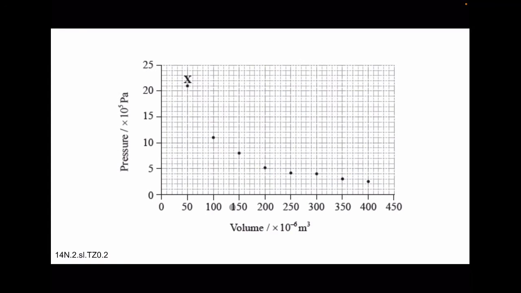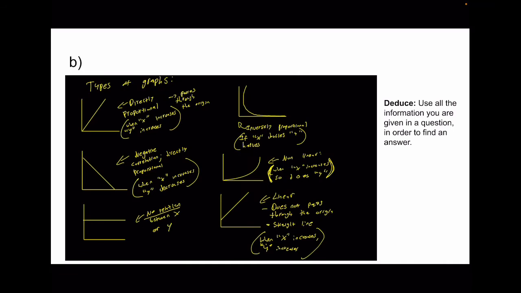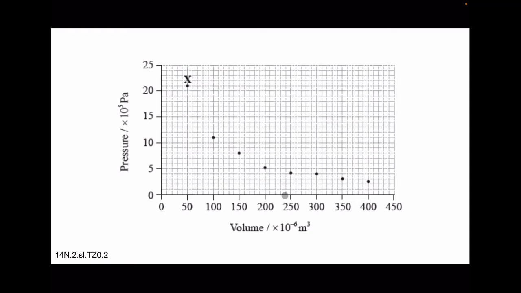Now the second part of the question says deduce the relationship between the pressure and volume of the sample of carbon dioxide gas. So the key term here is deduce, because deduce is an IB command term, which means to use all the information given in a question in order to find an answer. In this case, all we're given is a graph.